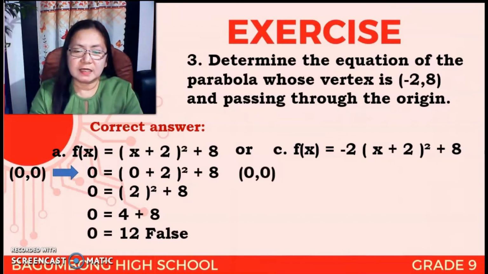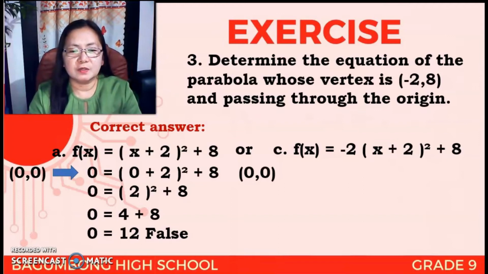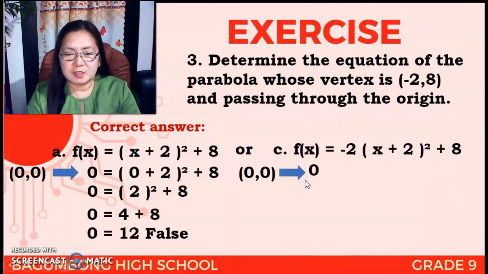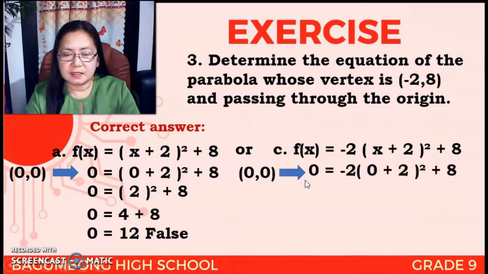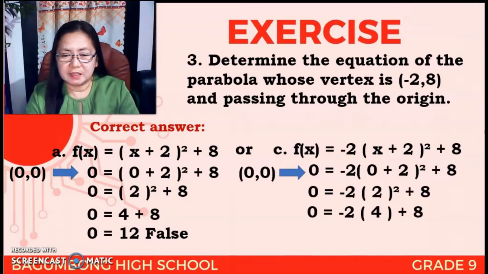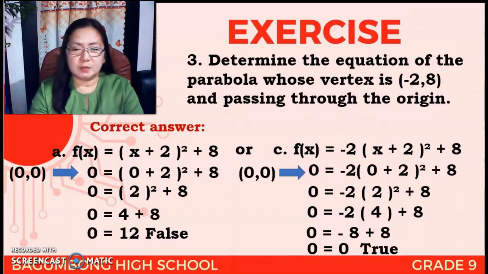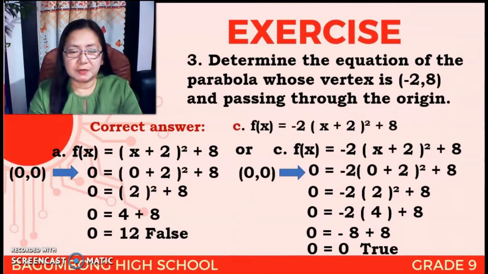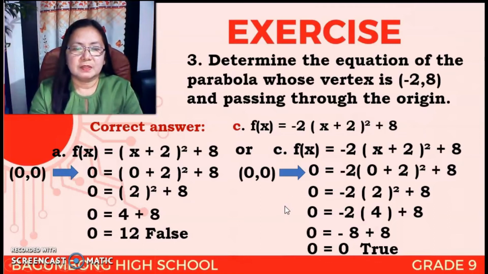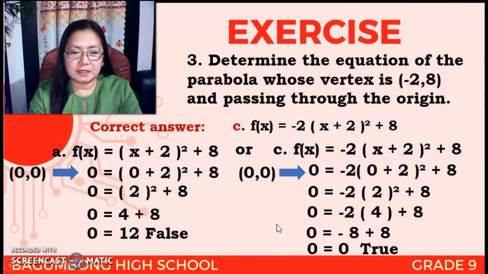For the second quadratic function or letter C, substitute the value of x and y in the quadratic function. Simplify. So 0 is equal to negative 8 plus 8. 0 is equal to 0 is true. So therefore, the correct answer is letter C. So, very good for those who got the correct answer.